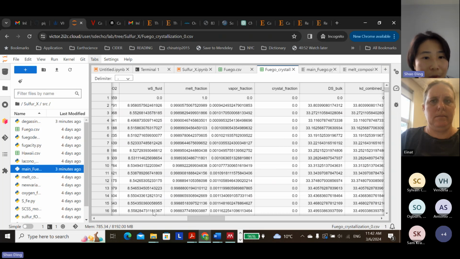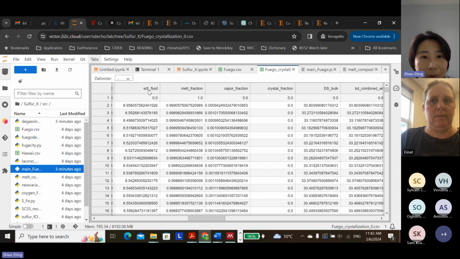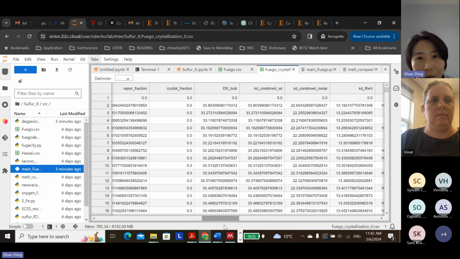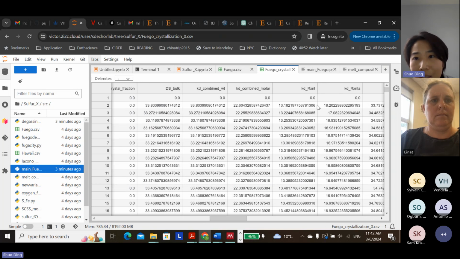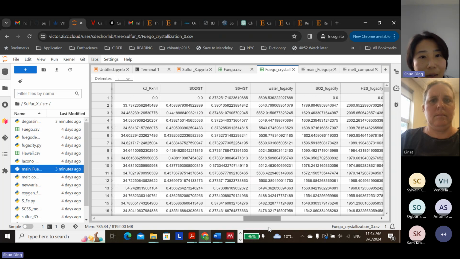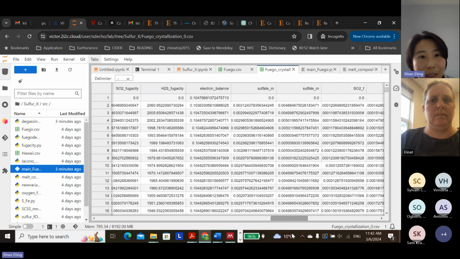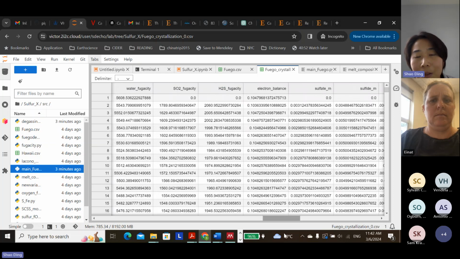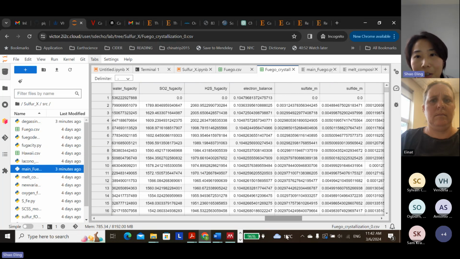And then you have the weight percent sulfur in the fluid, this is W. Then you have the mass fraction: melt mass fraction, vapor fraction, and crystal fraction, which is always 0 because we disabled crystallization when we ran it. And then there are different KDs it actually calculated, and SO2 sulfur in the vapor and sulfate over total sulfur in the melt. What's really important for most people is the concentration of water, CO2, and sulfur in the magma, and the mole fraction of CO2, sulfur and water in the vapor phase.